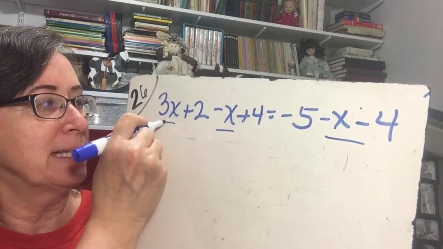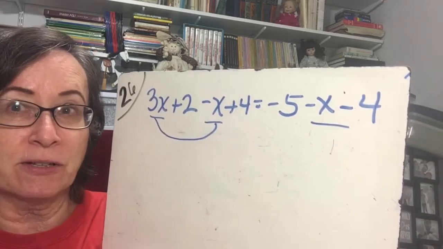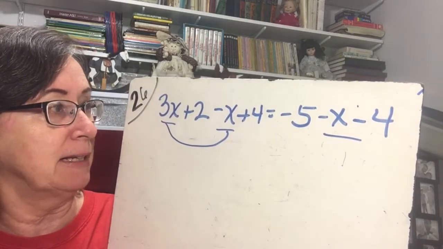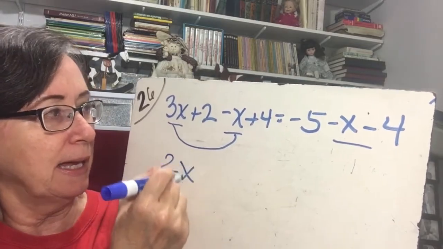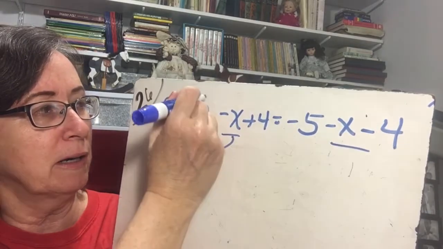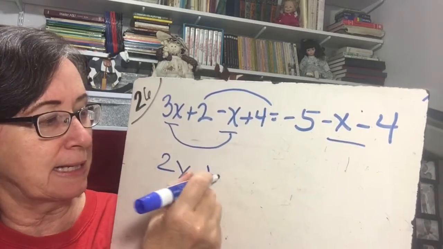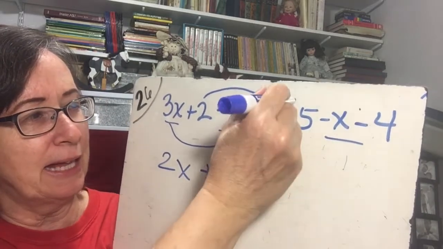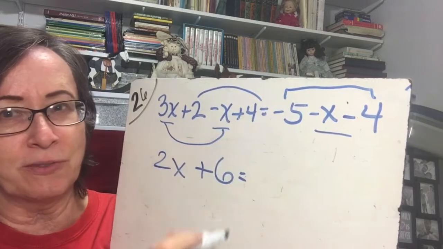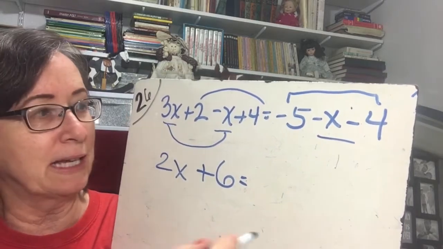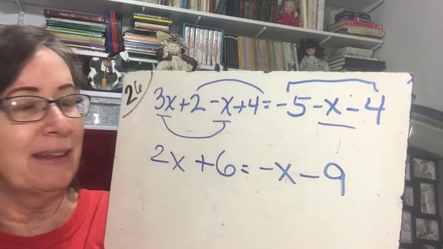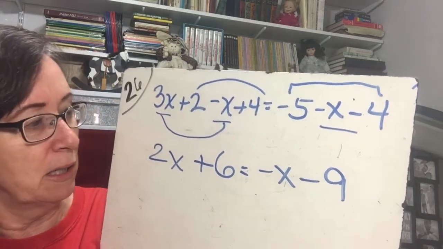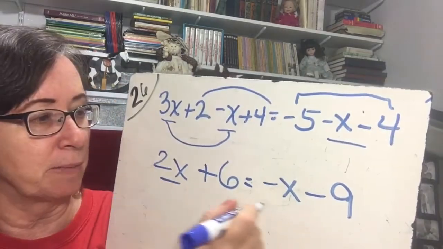So, I'm going to take the x terms on the left side. 3x plus a negative x is a 2x. A 2 plus a 4 is equal to 6. And then a negative 5 and a negative 4 is equal to a negative 9. So I have a negative x minus 9. Now that's much simpler, but I still do have variables on both sides.